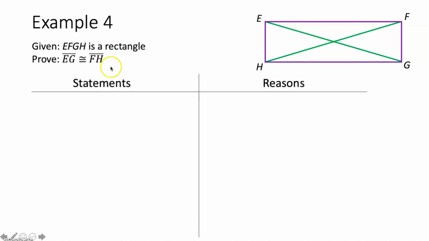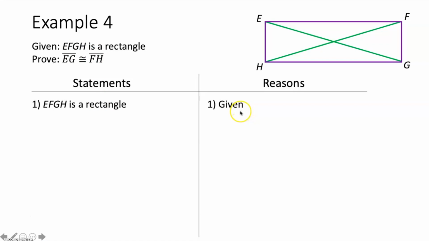Step 1 in a geometric proof is to mark up the figure with the given information. What are we given? We're given that this is a rectangle. That doesn't say anything is congruent to anything else, so we can't mark anything up yet. We're going to use that information later on when we're game planning. Step 2 in a geometric proof is to state the given. EFGH is a rectangle. The reason for that, it's given.